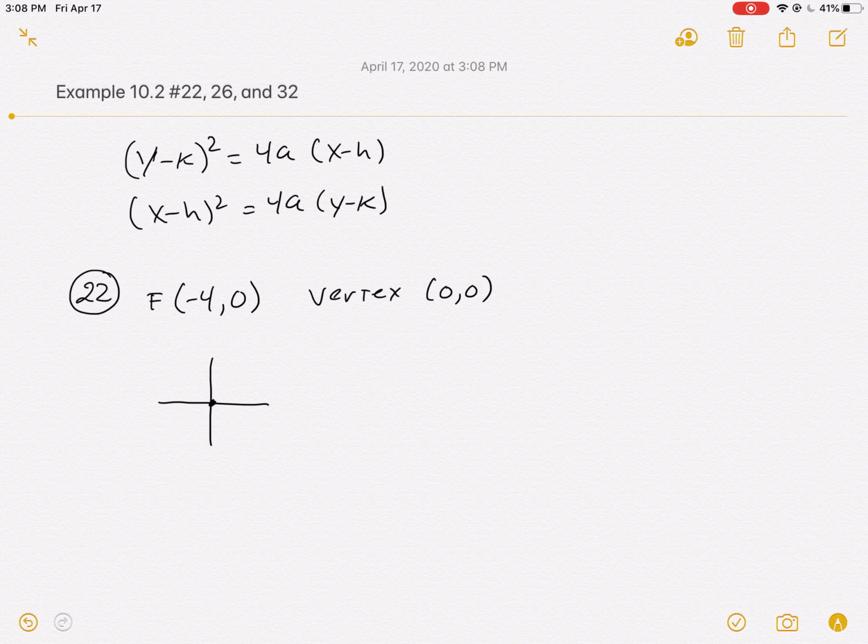Remember what the focus point is. That's the point, as you read about, that's right in the center of the parabola. So at negative 4, 0, we have a focus point. And so we know something about that then. We know right now that this parabola is opening to the left, which means that our a value is going to be negative. We also know that it is a y-squared equation. So right away, I know that it's not a function.